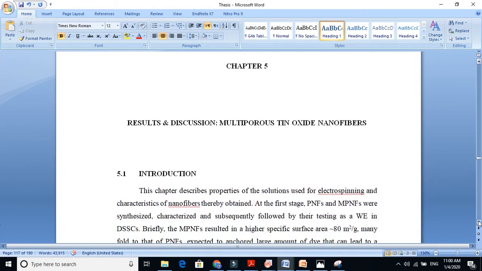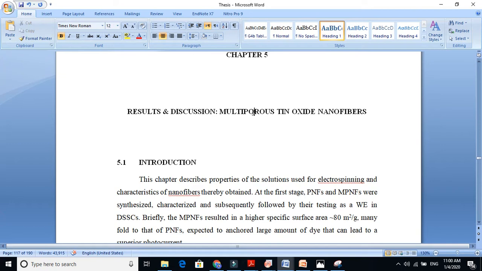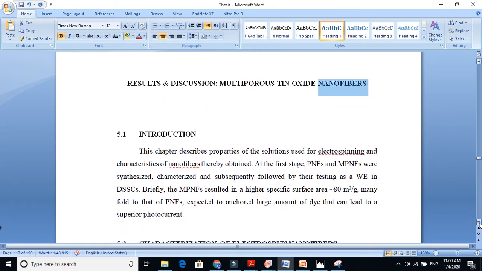This is chapter 5, result and discussion, multiporous tin oxide nanofibers. As I explained, the introduction just gives a brief overview of what you are going to tell the readers in this chapter. It's very simple. You need to change your wording because you have to write this before every chapter.